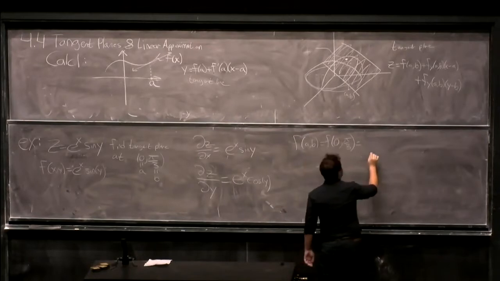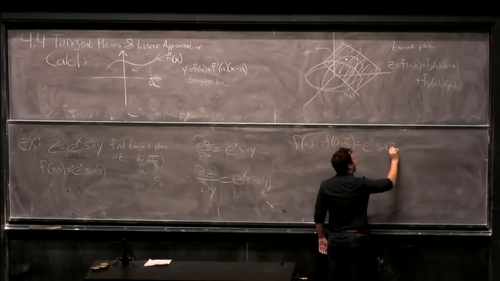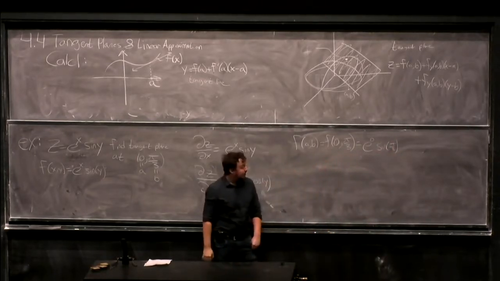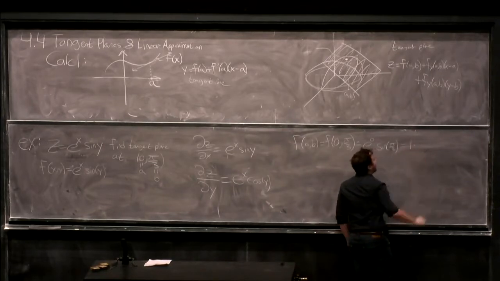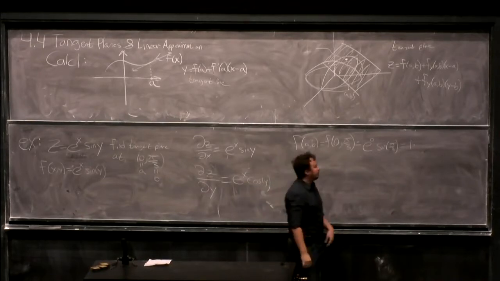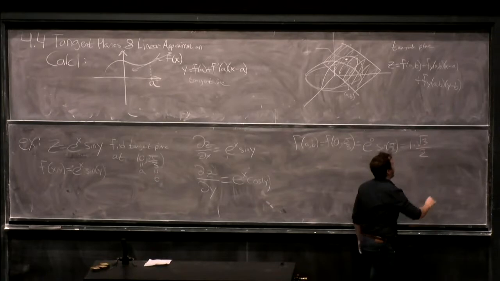Well, we just plug that in. So we have e to the 0 times sine of pi over 3. Well, e to the 0 is 1. And then sine of pi over 3 is going to be root 3 over 2. So this is just root 3 over 2.